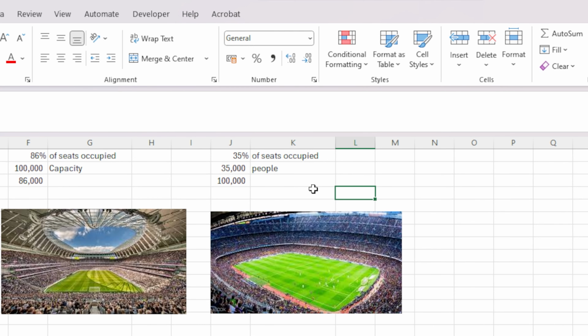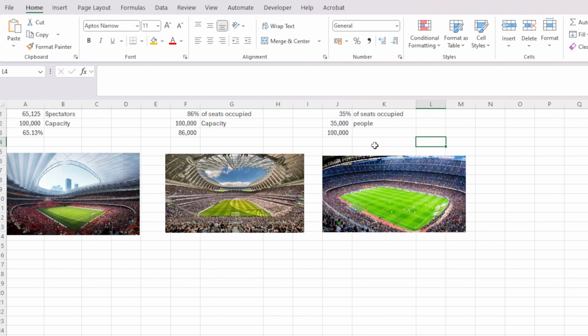And so as you can see, as long as you have two pieces of the equation, you can always calculate backwards either the number of spectators, the capacity, or the percentage of seats that were filled or occupied. As long as you have two of these pieces of information, you can always get to the third piece of information. And so there you have it. It's as easy as that to use percentages within Microsoft Excel.